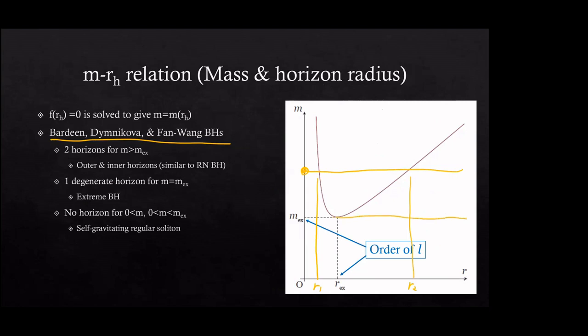So if you put the mass value, this m_x, there is an extremal horizon located here. And if you set the mass lower than m_x, there is no horizon. So the configurations are determined like this. So this is similar to the Reissner-Nordström case, but even in the sub-extremal case, it cannot be a naked singularity, but a self-gravitating regular soliton.